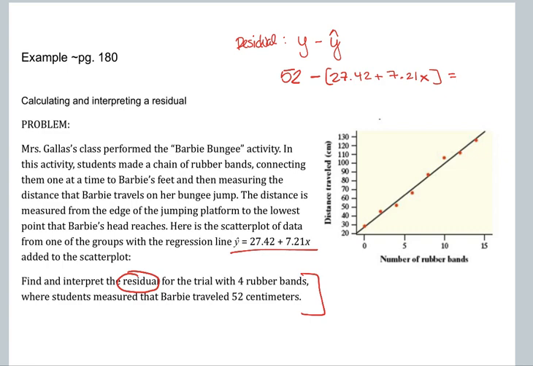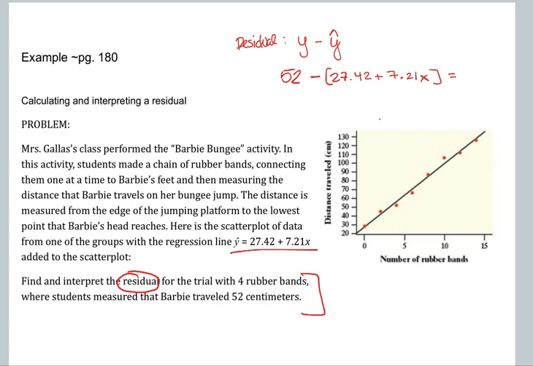4. Why did you use 4? Because that's the number they gave us. That is the number that they gave us for x. So remember, we're using the same value of x. There's two things that we're looking for.